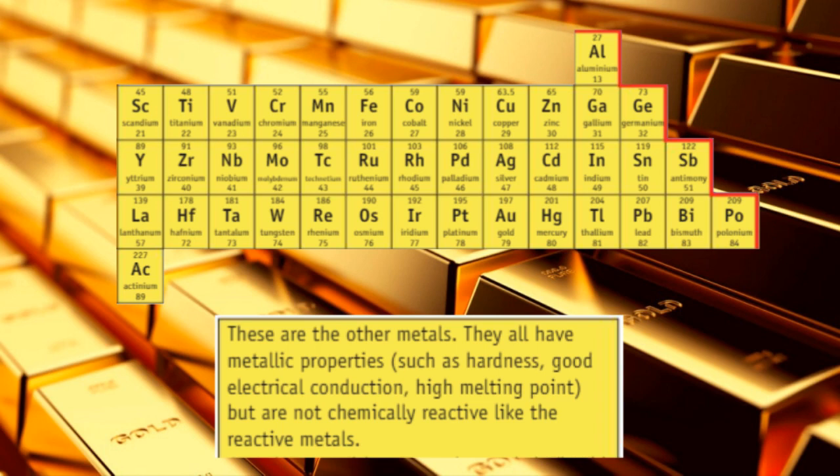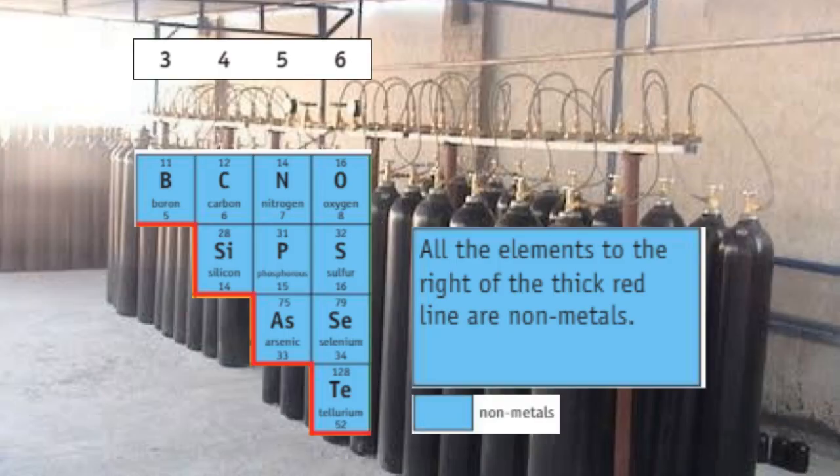The other metals in the periodic table all have metallic properties that we expect, such as hardness, being good conductors of electricity and heat, and having high melting points, but they're not as chemically reactive as the metals that we've just discussed, the group 1 and 2 alkali metals and alkali earth metals. Now, all of the elements to the right of the thick red line are non-metals.